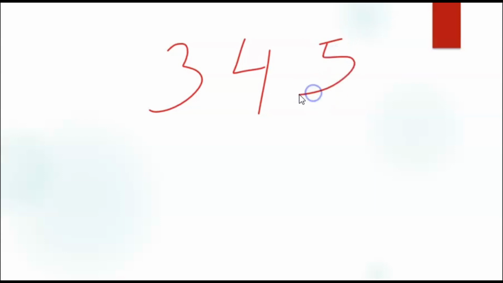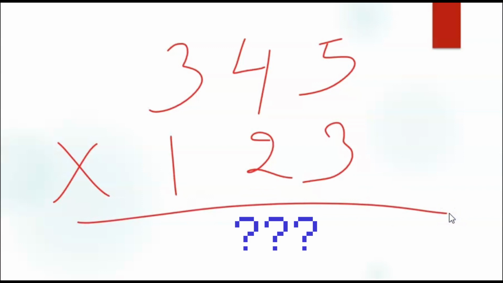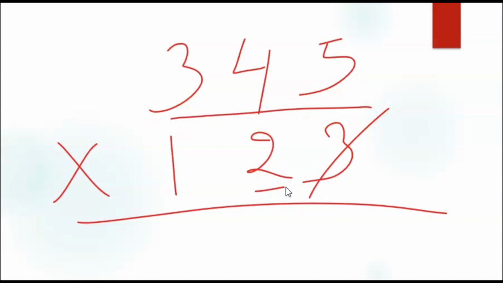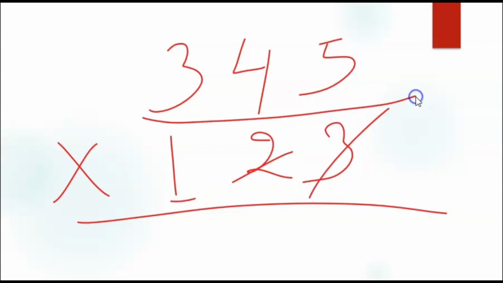So let's take 345 times 123. Before we start solving this problem, I want to tell you guys it's pretty much the same process we learned in the last video for 2-digit multiplication. First, we're going to multiply all three top numbers with number 3. Once we are done with number 3, we're going to repeat the process of multiplying the top three numbers with number 2. And once we are done with number 2, we're going to repeat the process one more time with number 1.